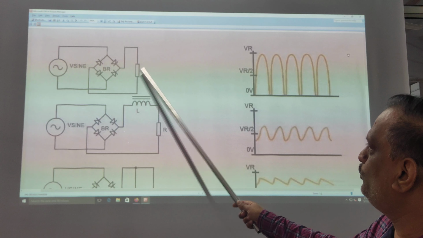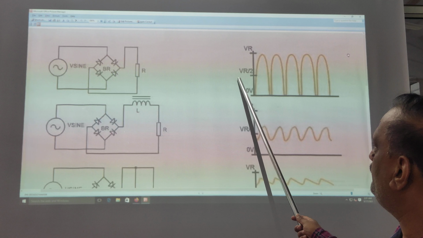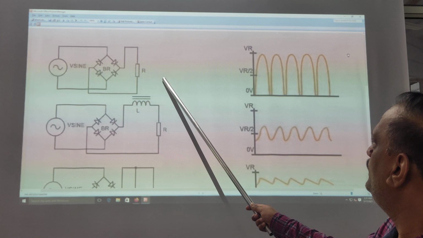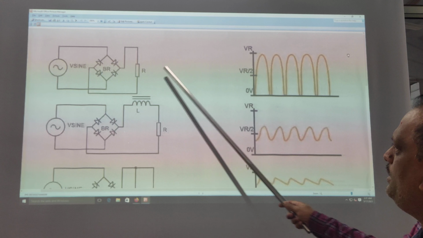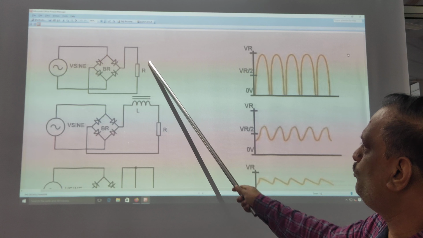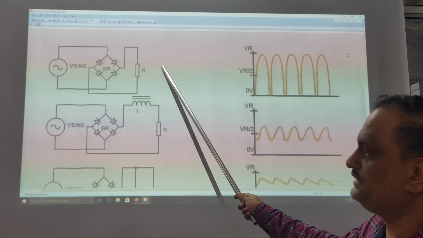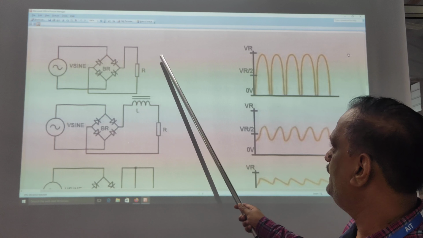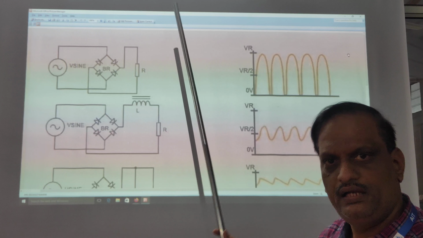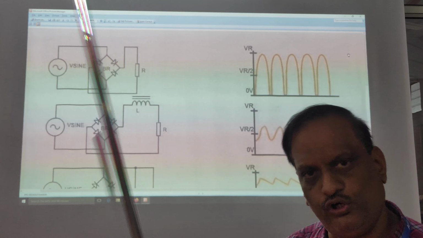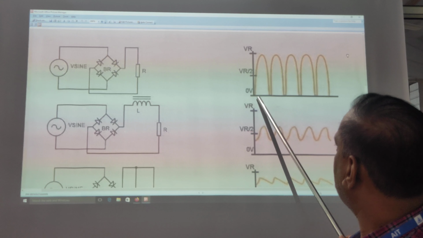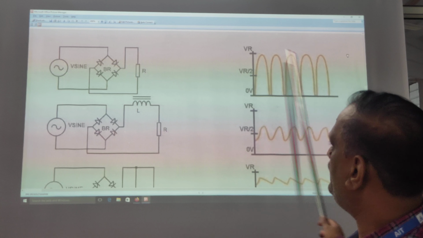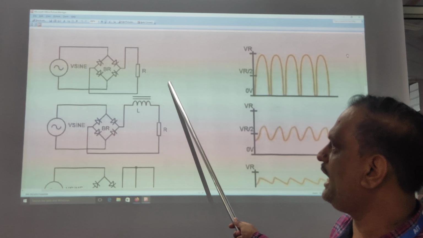So what is the output voltage? The output voltage is VR, the voltage developed across the load resistance. And what is the current magnitude? The current magnitude is the voltage developed across the load resistance R divided by the value of resistance R. But we are interested in the voltage. So here you can see these are the pulses which are generated across the load resistance R.